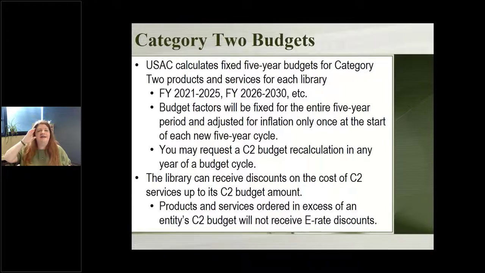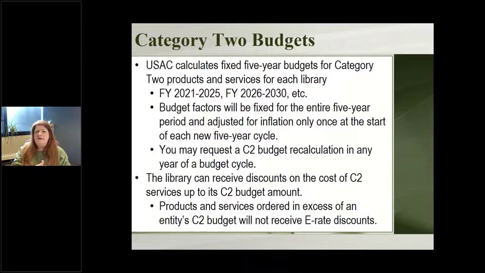USAC calculates five-year budgets. You have a certain amount of money you can use over a five-year time period, and you can use it to purchase anything under that category two section. They have specific five-year blocks of time, and right now we're in the 2021 through 2025 five-year time period. The next one will be 2026 through 2030. So from now through 2025, there's a budget that they calculate that you can use to purchase this equipment.